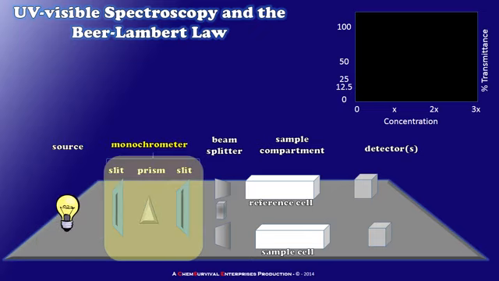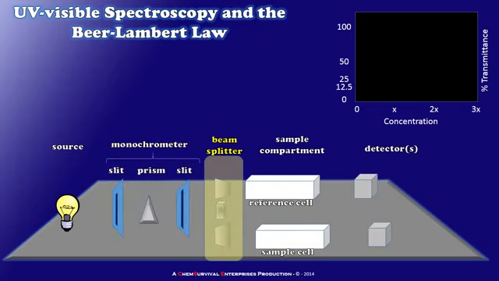The next device in line is what's known as a monochromator, which is two slits which are separated by a prism or a diffraction grating. The next element of our spectrophotometer is what's known as a beam splitter, which divides a beam of light into two equal parallel beams of light.